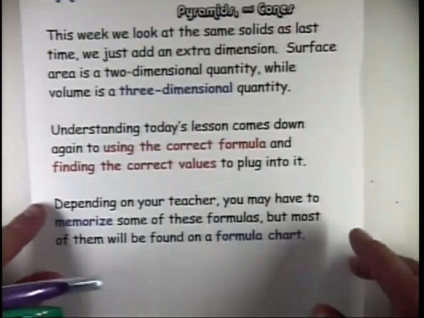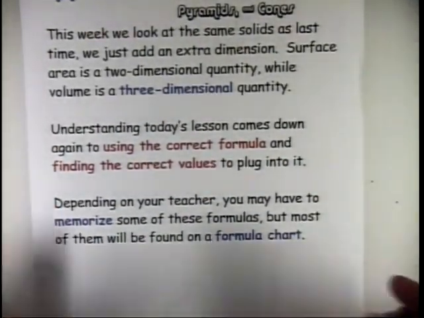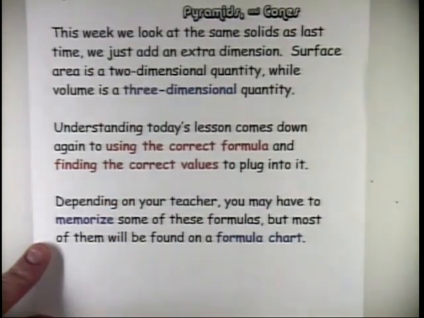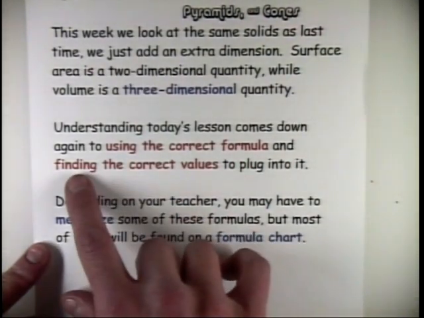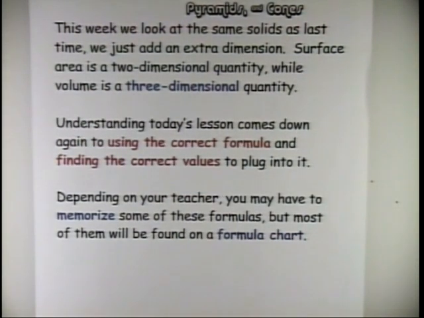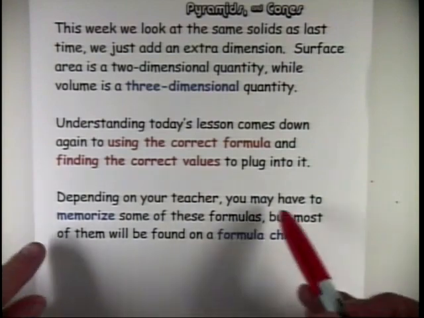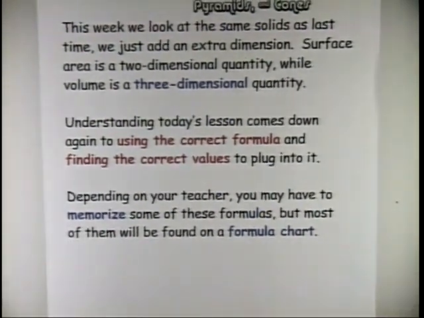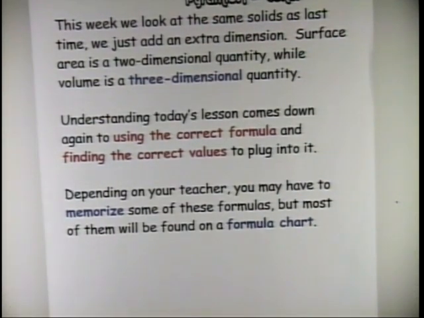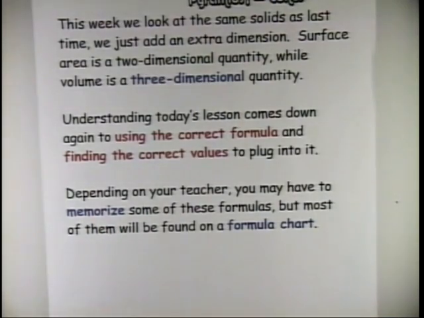And just like last week, understanding today's lesson is going to come down to two important aspects. Using the correct formula, whether it's from your head or from the formula chart, and finding the correct values to plug into that formula. Now, depending on your teacher, you may have to memorize some of these. I know I try to make my students memorize as much as possible, because you never know when you're going to be on a deserted island and you don't have that formula chart with you. Okay? So make sure you know which ones you have to memorize and which ones you don't. You should know how to use all of them.